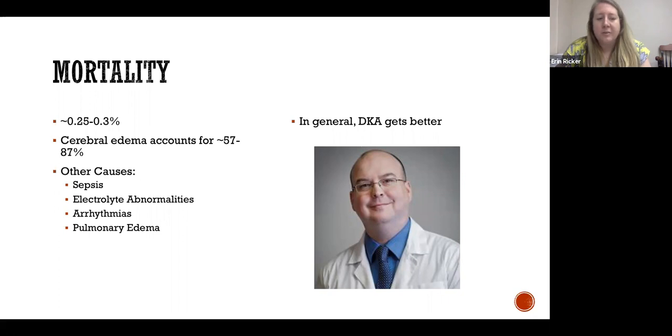Other causes of mortality in DKA include sepsis, electrolyte abnormalities, arrhythmias, and pulmonary edema. And again, I included Gamble because this is his favorite, because in general, DKA just gets better, which is why I no longer look at it as the kiss of death, because it's finally a patient I can usually make better pretty quickly, relatively to the rest of my unit.